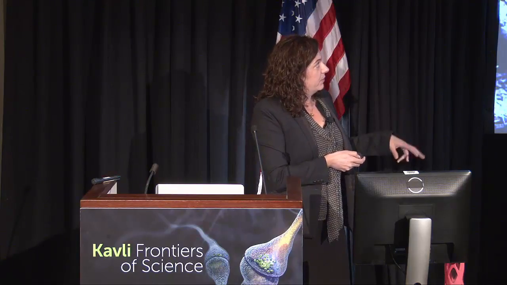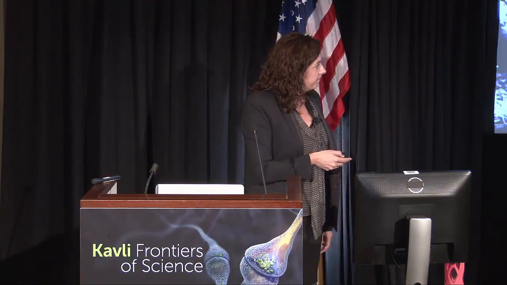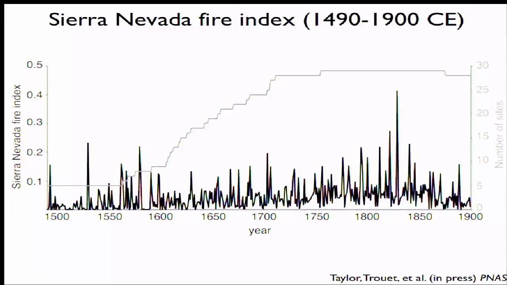Now we added up those almost 2,000 samples from throughout the Sierra Nevada into one big fire index, the Sierra Nevada Fire Index, that again starts right around 1500. This is an annual fire index. You can see there's some extreme years like 1829 when 24 of the 29 sites all burned. It was a huge fire year in the Sierra Nevada.